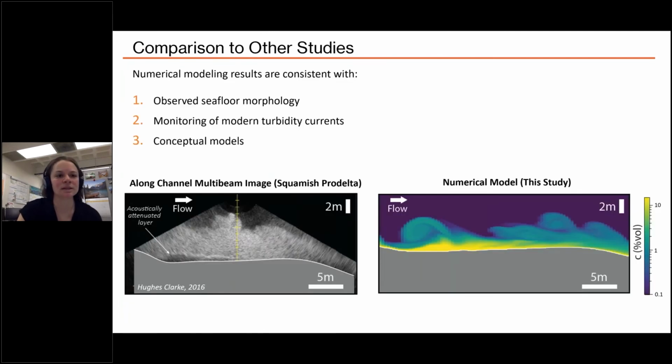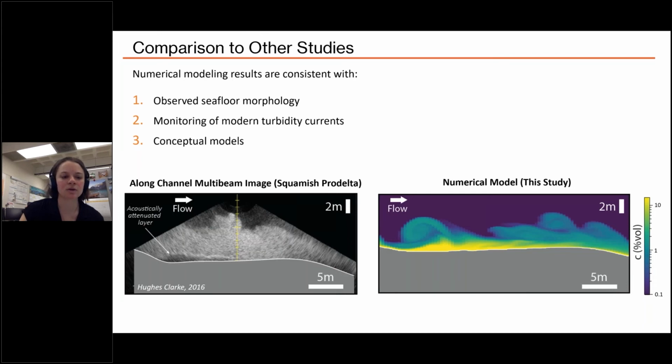So we can validate these model results by comparison to other studies. So again, this is an along-channel multibeam image from the Squamish Prodelta. It's set at the same scale as a snapshot of a flow concentration field from the simulation file. And both are showing flow over a bedform. So you can see that the scale and morphology of the bedforms is similar, and also the size and nature of the flows is comparable.